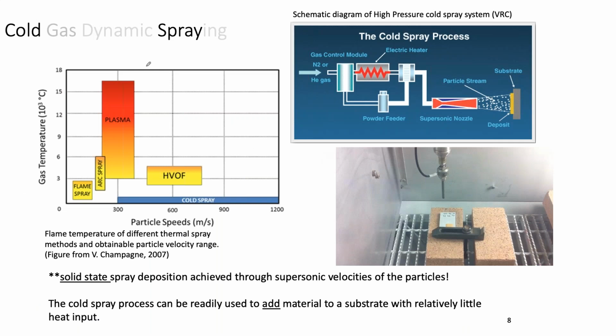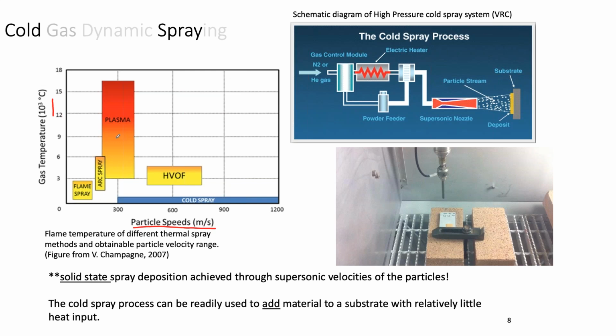So what is it? The long name is cold gas dynamic spraying. We tend to call it cold spray because the other is a bit of a mouthful. It's in the family of thermal spray techniques. And so we see here a map of thermal spray. Here's gas temperature in thousands of degrees C on the ordinate, and on the abscissa we have the particle velocity in meters per second.